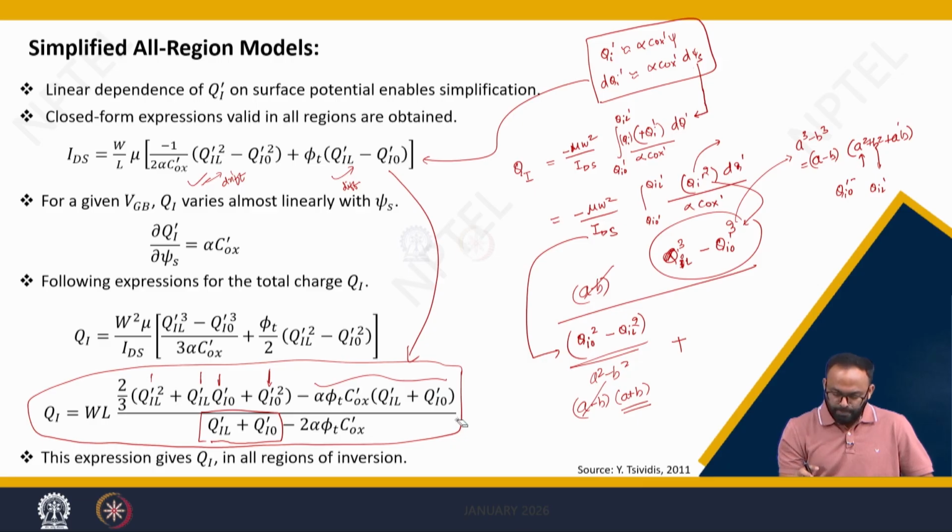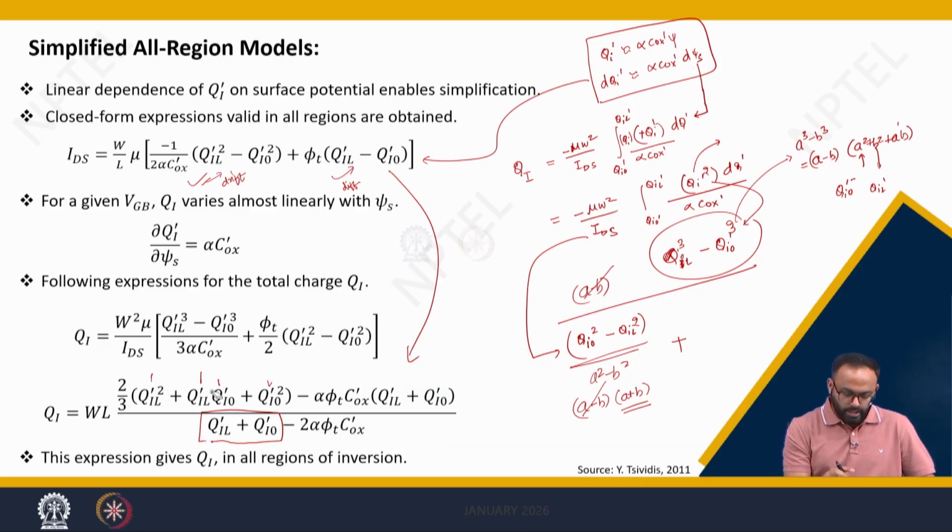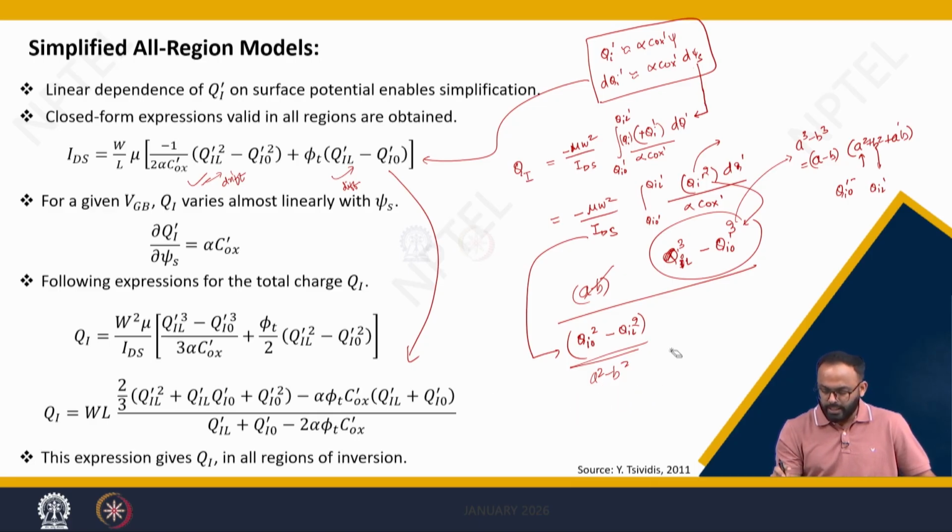So we can simply say this model is a simplified all region model, which can help me to solve the integration easily, because I need not go for a complete calculation in terms of surface potential. I simply linearized my inversion charge model in terms of alpha Cox dash into psi s.